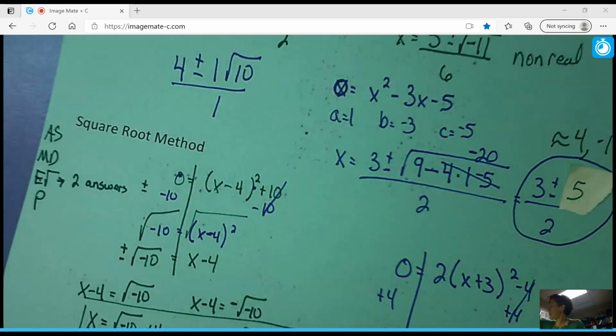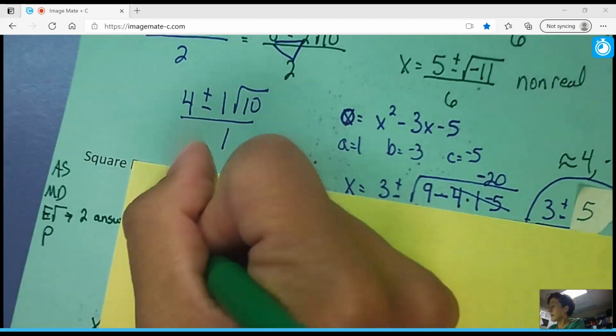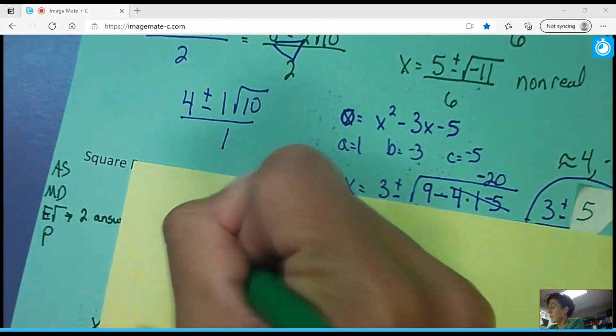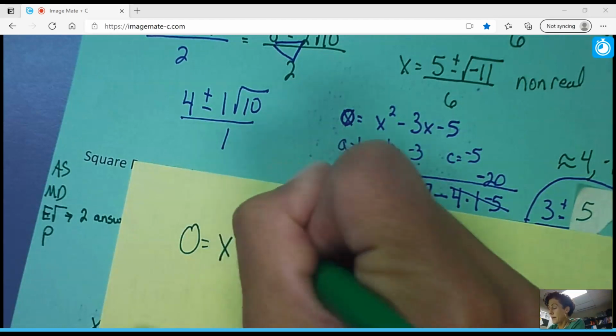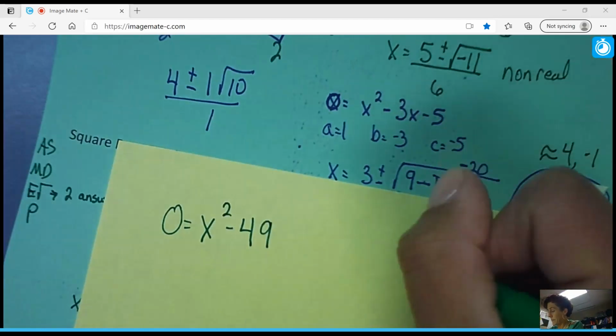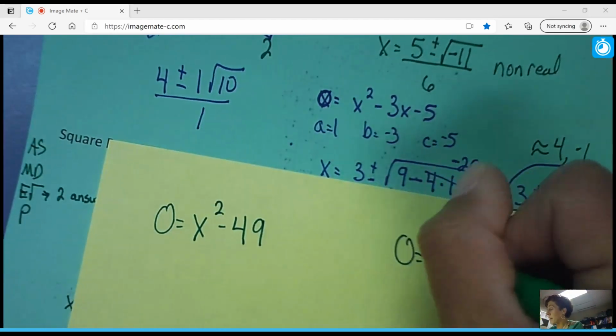All right, the last two problems I want to go over with you, I'm actually going to put on a separate piece of paper because these stand out a little differently. So the last two problems I have set for the square root method because there's one type of x in the problem.